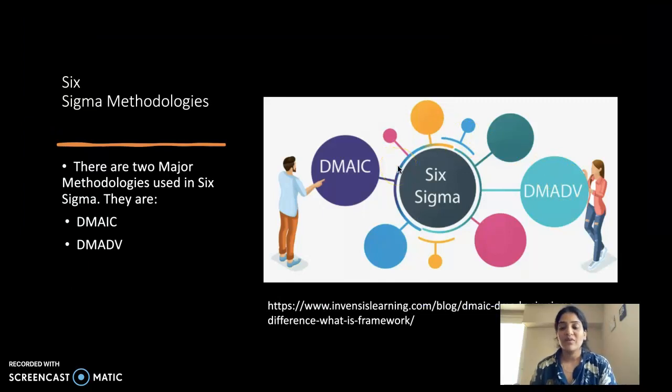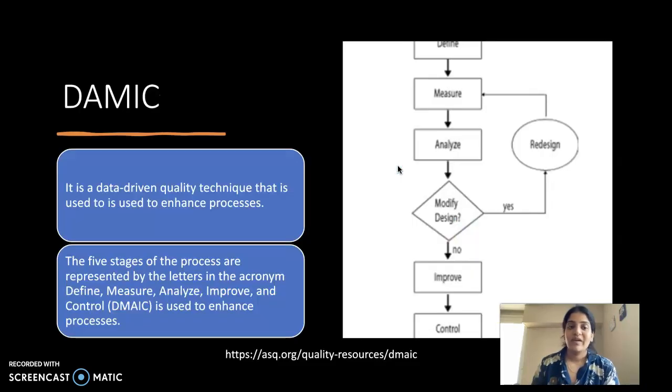What are the Six Sigma methodologies? So we have two different methodologies that Six Sigma uses. One is DMAIC and the other is DMADV. So let's discuss in detail each one of them.